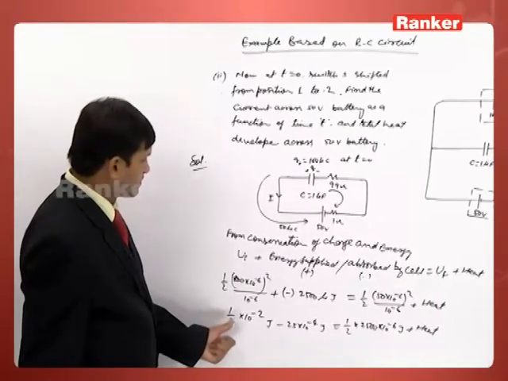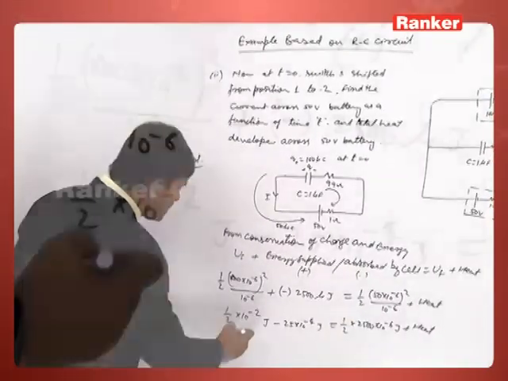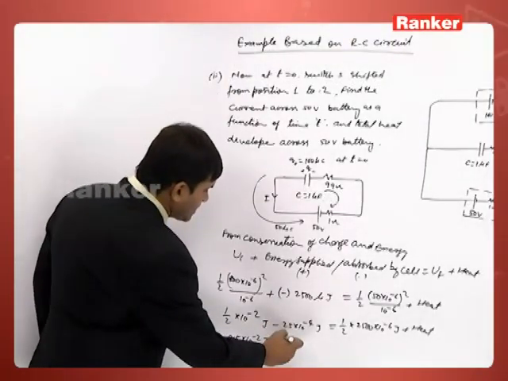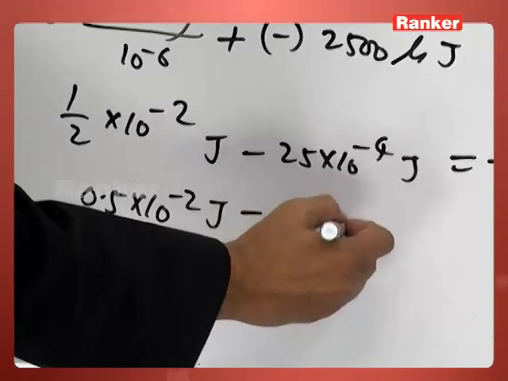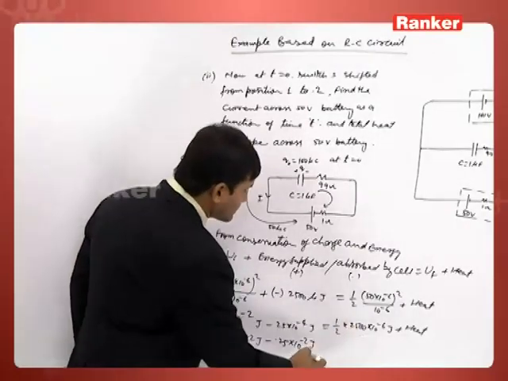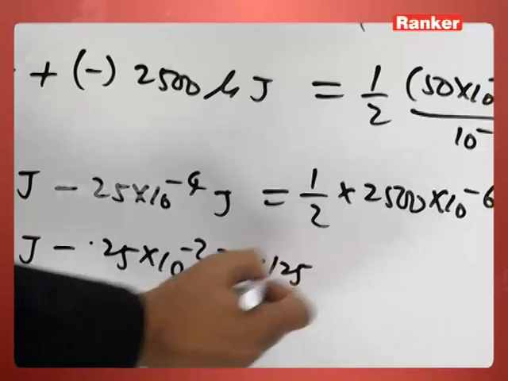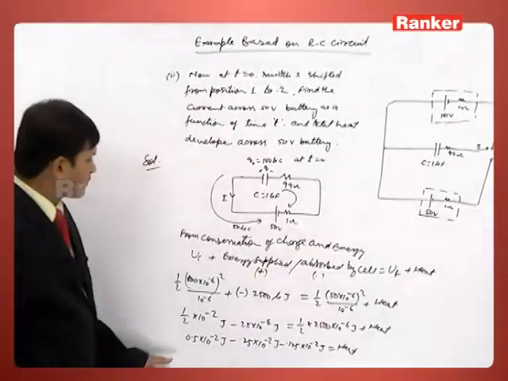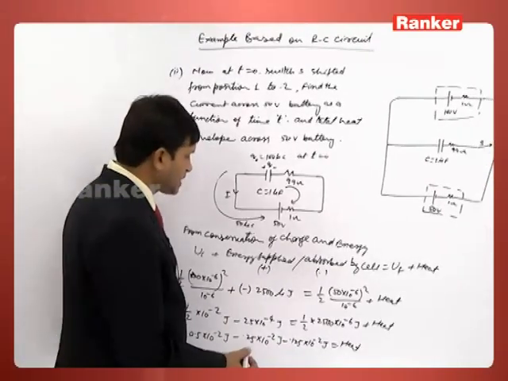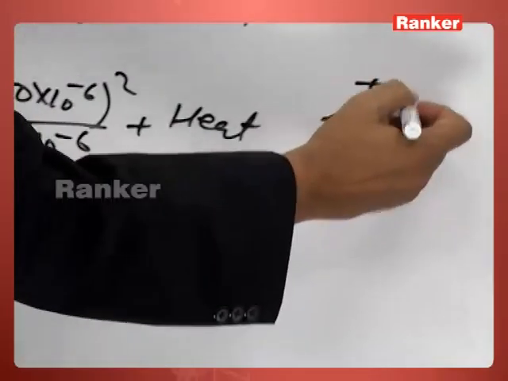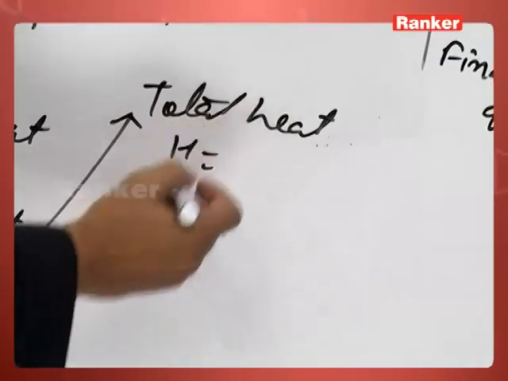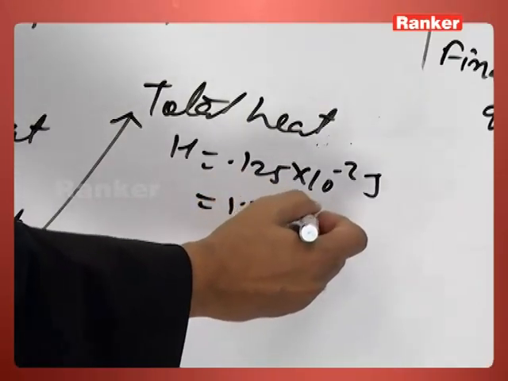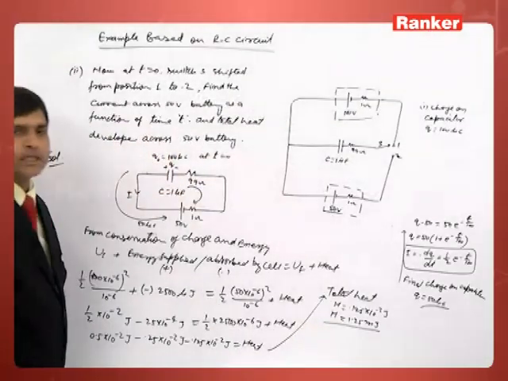Now we can simplify here. This is 0.5 into 10 power minus 2 joule, minus 0.25 into 10 power minus 2 joule, and minus 0.125 into 10 power minus 2 joule is equal to heat. So after solving this, we will get the total heat H equal to 0.125 into 10 power minus 2 joule, or we can say 1.25 millijoule. This is the total heat developed.